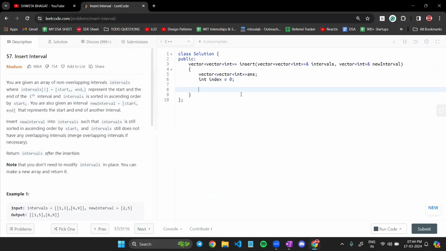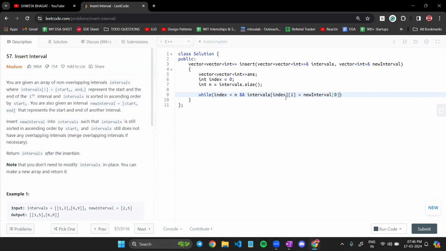So let's write this. We will say while this index is less than intervals.size. Let's take this intervals.size in another variable, let's say n. So while index is less than n and intervals[index][1] is less than newInterval[0]. Now, what does it mean?